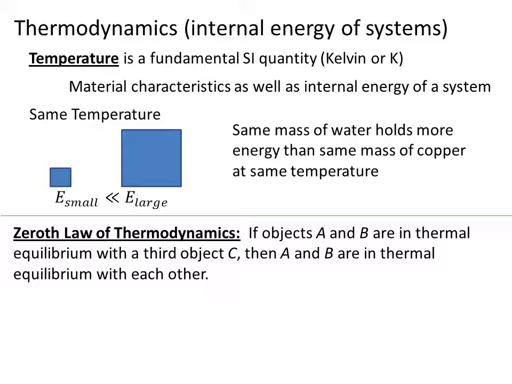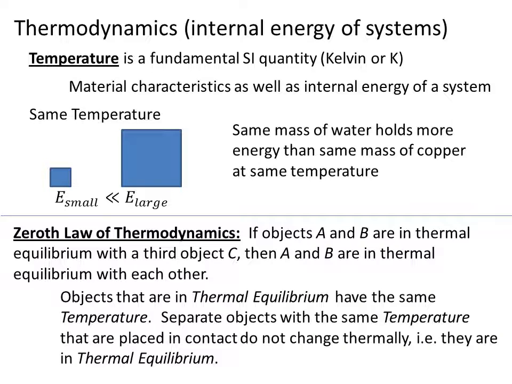If objects A and B are in thermal equilibrium with a third object C, then A and B are in thermal equilibrium with each other. Or, in other words that are easier to understand, objects that are in thermal equilibrium have the same temperature. Separate objects with the same temperature that are placed in contact do not change thermally, i.e. they are in thermal equilibrium.